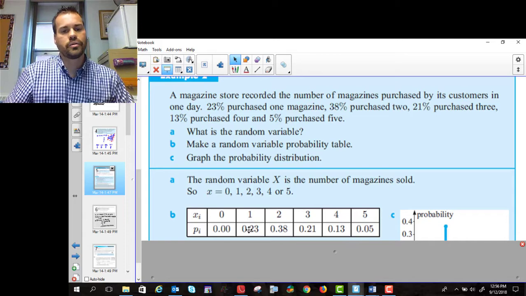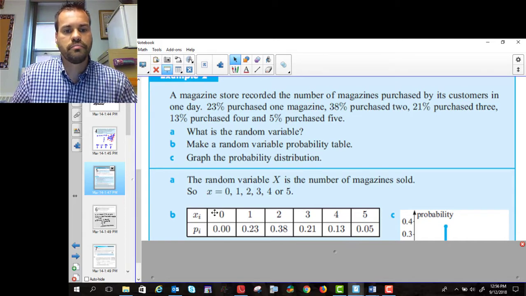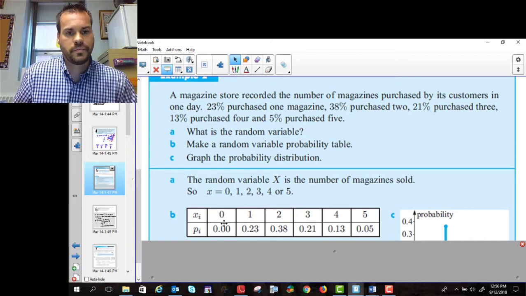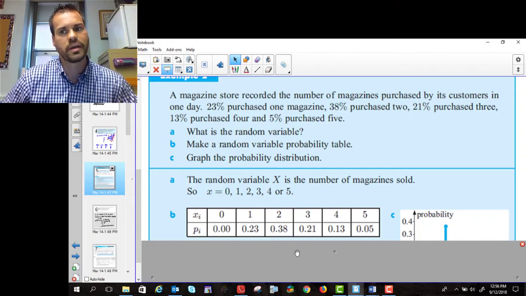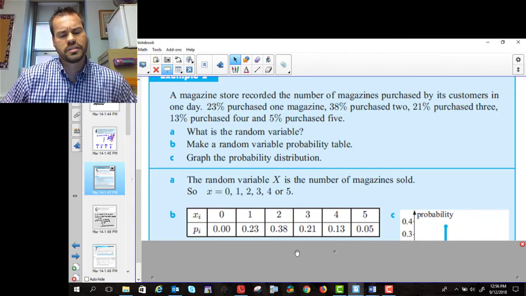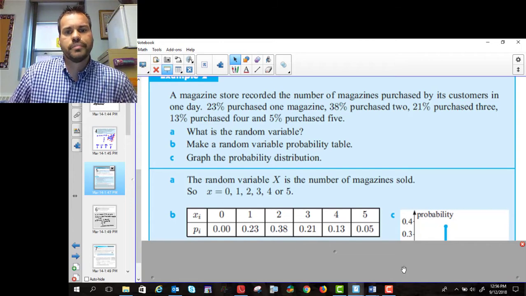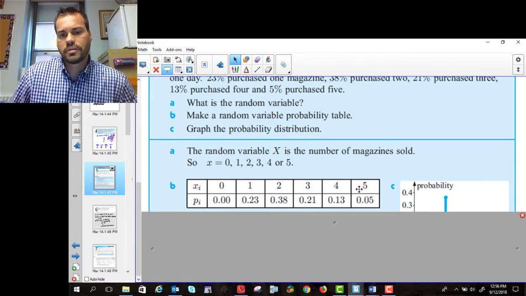So there is a possibility that nobody buys a magazine, or somebody buys no magazines, but nobody did that. So that's why that probability is in there at 0. So you still list it as a possibility, but nobody did it because these add up to 100%. And it kind of makes sense, because why would you go to a magazine store if you weren't going to buy a magazine? Unless you just wanted to read them and then walk out. But anyway, there's our probability distribution table.